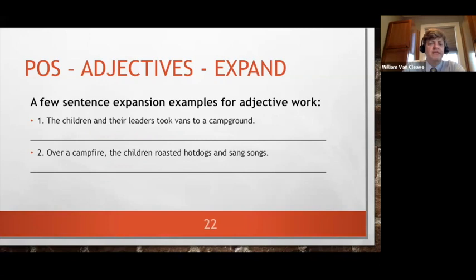So we would do some identifying, as you know, and then we would move into some sentence expansion. So the children and their leaders took vans to a campground, and over a campfire, the children roasted hot dogs and sang songs. So I try to do a little narrative with this, and I'm going to tell you this, and I'll remind you again. The best of the research says that you would create activities like these out of and from and based on the thinking of the texts they are reading in school.